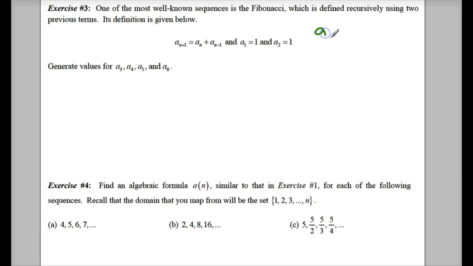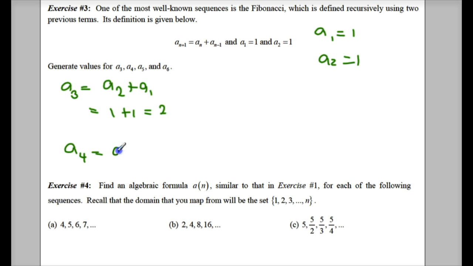So let's just write that on the side. a1 is 1, a2 is also 1. Now a3, and you can write it out. It says it's a_n, so that means your previous a2 plus a1. In this case, it is going to be 1 plus 1, which is 2. a4 would be a3 plus a2. a3 is 2, a2 is 1. This becomes 3.